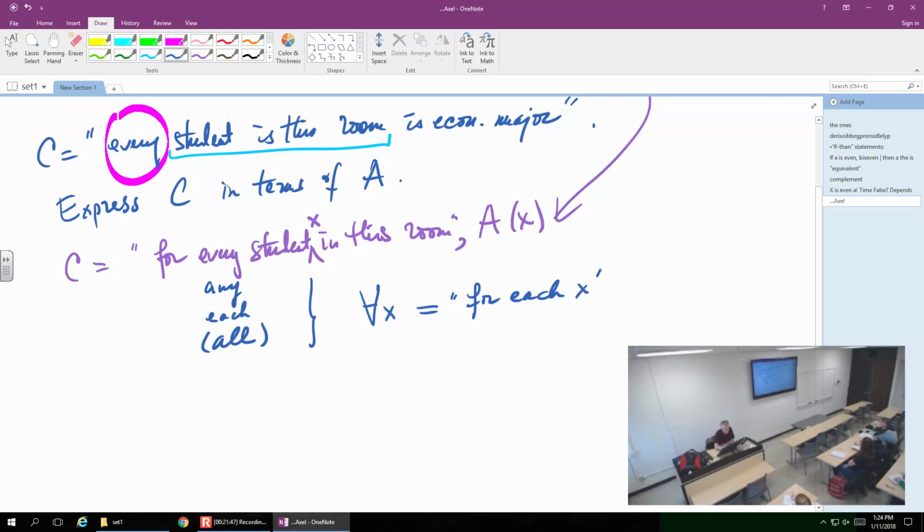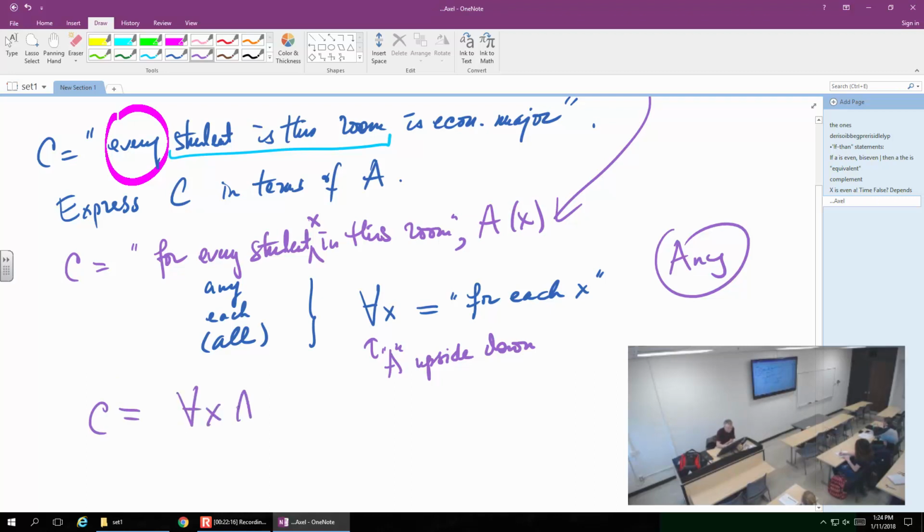As it is normally explained, it is supposed to stand for either all or any: you take that letter in the beginning of that word and turn it upside down, and you have this symbol. It is read as for every or for any x. Okay, so then C becomes for every x, A of x. So we're not going to overdo this.